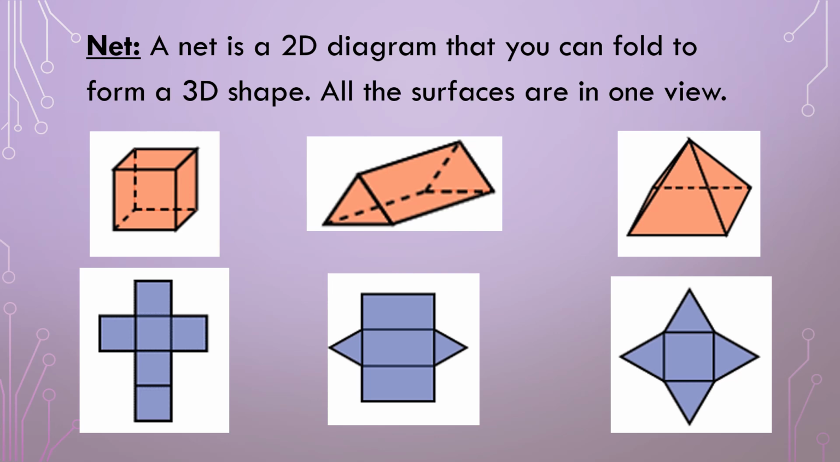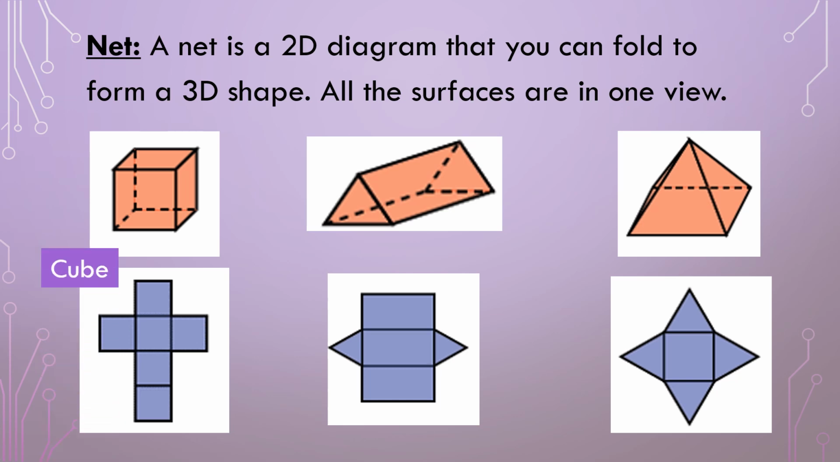A net is a 2D diagram that you can fold to form a 3D shape. All the surfaces are in one view. So with our 7.1 notes, we're going to be drawing nets. So these are important to know. Some of you guys struggle with looking at a 3D shape, so if we have the nets, you can look at all of the surfaces and all of the lengths of the edges.